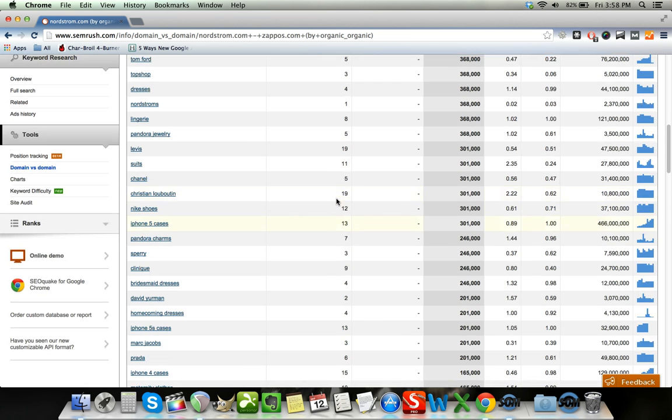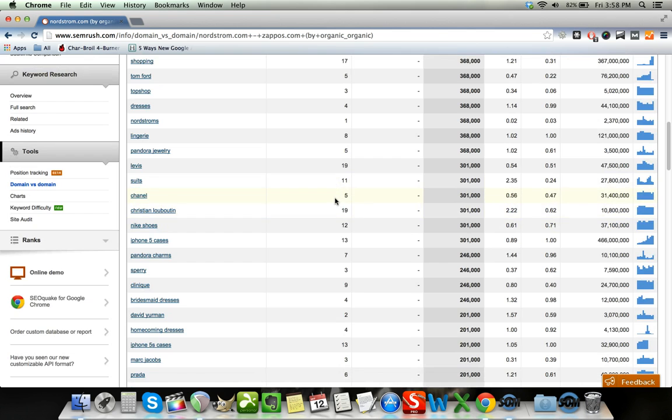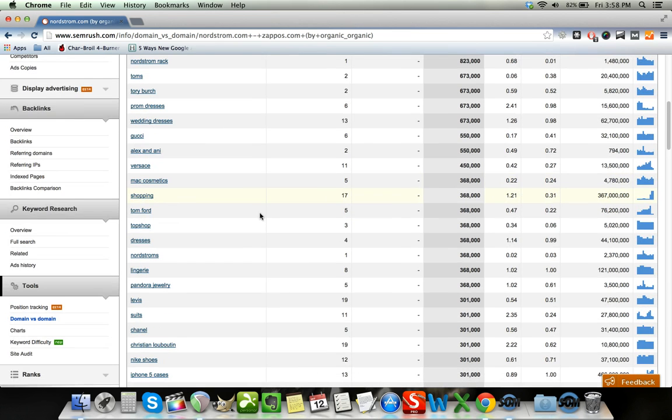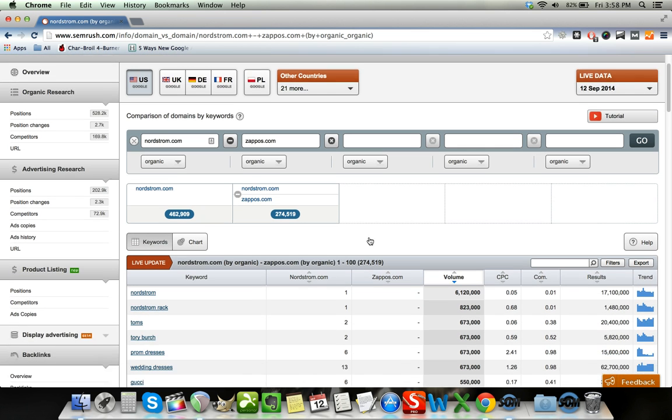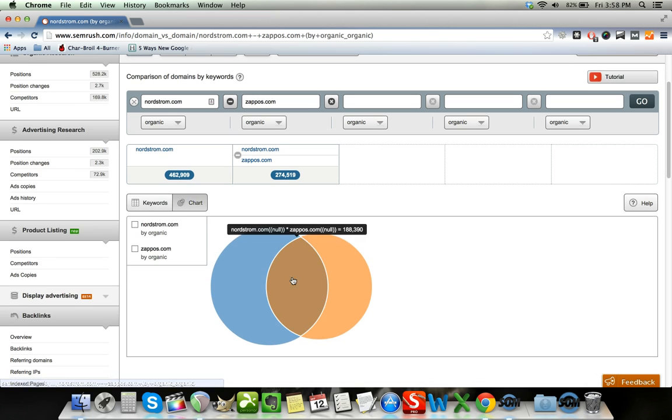And this is excellent because it gives you a great idea of where they're missing out on opportunities. Look at that. Nordstrom is at 17 for shopping. Zappos doesn't even rank. That's 368,000 potential customers they're missing out on. So it's a very, very handy part of the tool. There's also a great chart, which gives us a visual idea of their relative size and where they overlap.